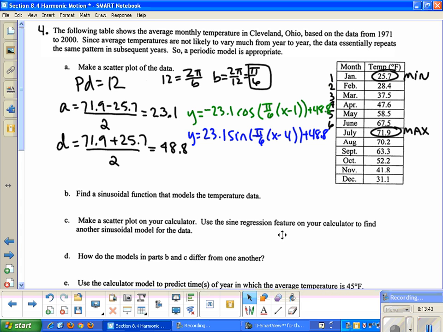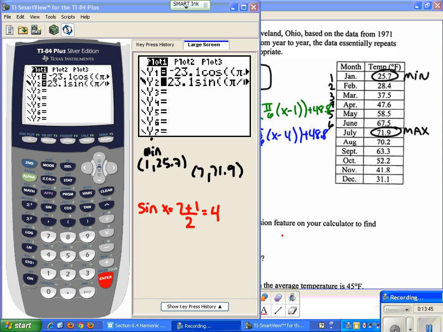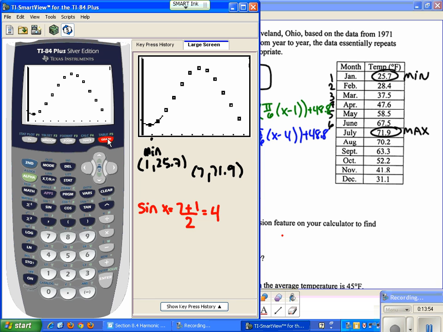I'm going to plug these both into my y equals just to show you what they look like. So what I did is I plugged both the equations that I found into the y equals on my graphing calculator just to show you how well they fit our graph. So if I hit graph, there's my cosine equation that I found.